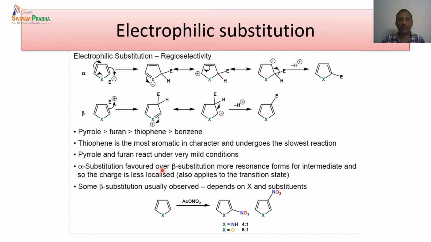The alpha substitution is favored over beta substitution because there are more resonance forms possible in the case of alpha substitution, and the charge is less localized, which also applies to the transition state. So this is one of the reasons the alpha substitution, or the 2-position substitution, is more favored. In some cases we also have beta substitution. That depends on which heteroatom, that means which heterocycle, is involved. Depending on the heteroatom, the regioselectivity changes. If it is nitrogen, that means a pyrrole, the ratio of 2 to 3 is 4:1, and if it is oxygen, that means furan, then the ratio is 6:1.